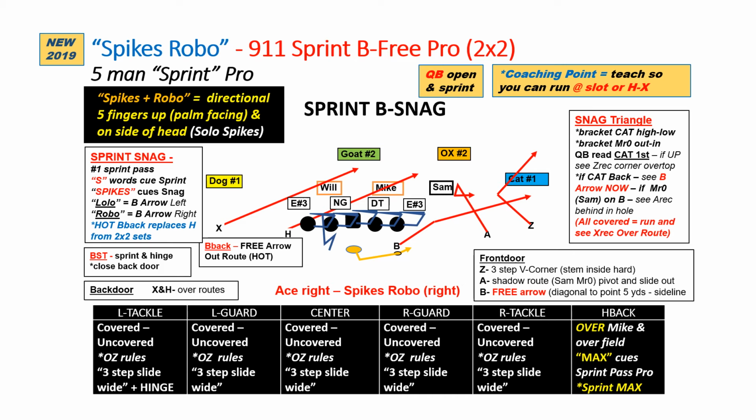Again, now the B is going to free release, and we've got the same route, and the H now is just going to run a hot over from the backside. So this would be spikes robo. It just puts us in a 5-man protection.